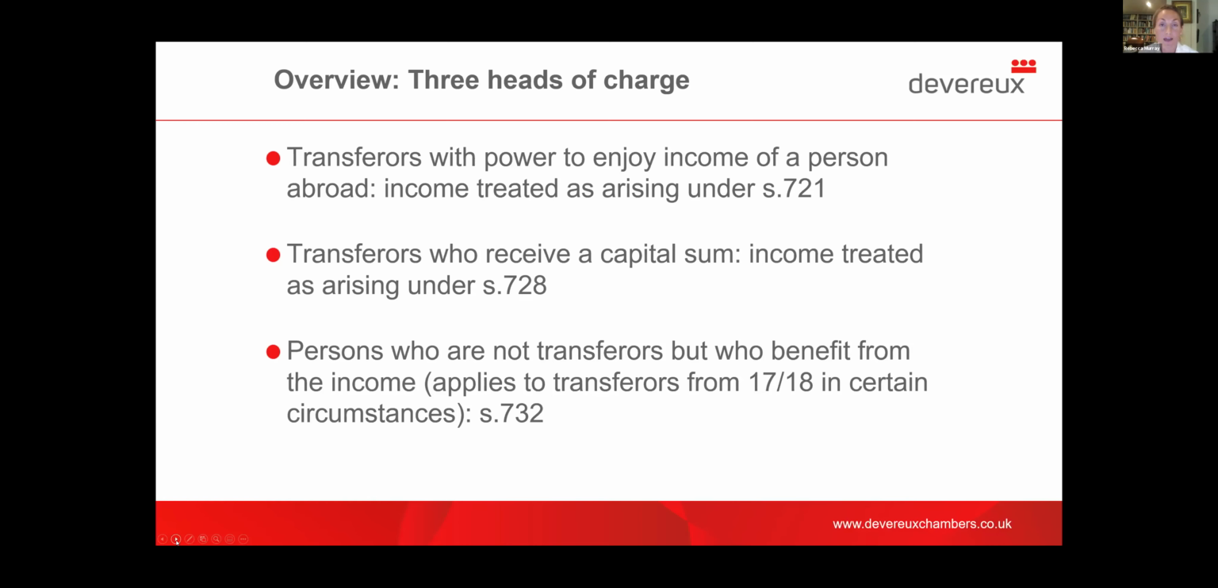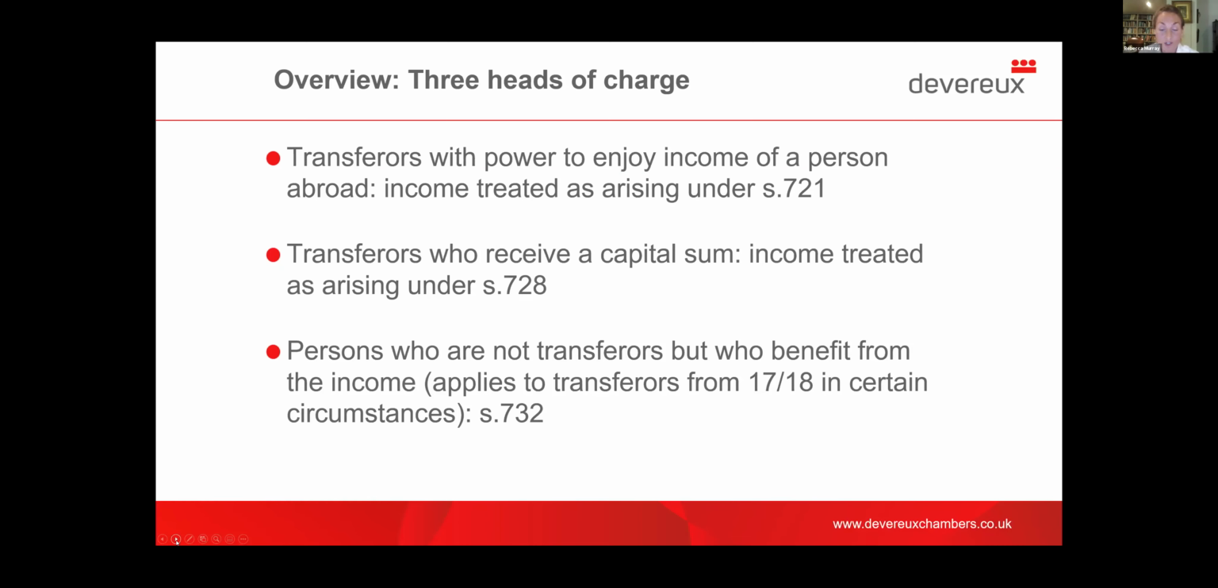And second, that this is the most surprising head, as I've said, in terms of quantum, in my view, because it deems all of the income of the person abroad to arise to the person who receives or is entitled to receive a capital sum, even if the capital sum is only nominal in comparison.